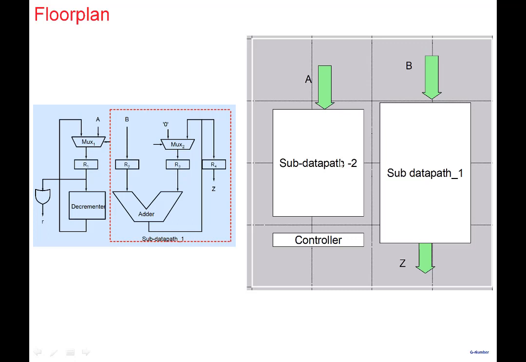Okay, so finally what we are going to do is arrange in our chip the bigger data path: sub-data path 1, sub-data path 2. The controller is relatively simple. Let's say we are going to arrange it like this. And this is how the information is going to flow. The input B is going to come from here. The input A is going to come from here. The output Z is going to come from here.